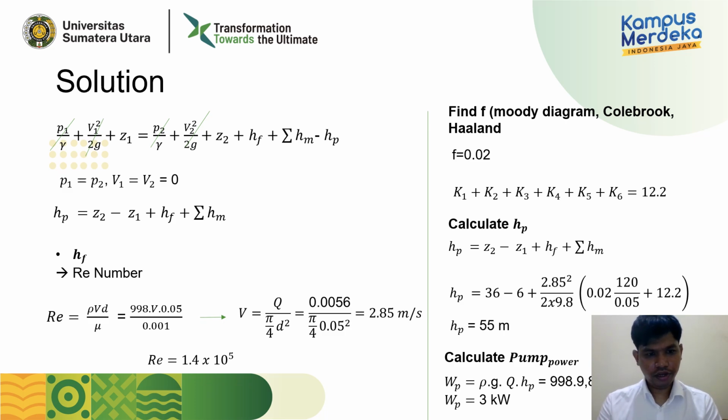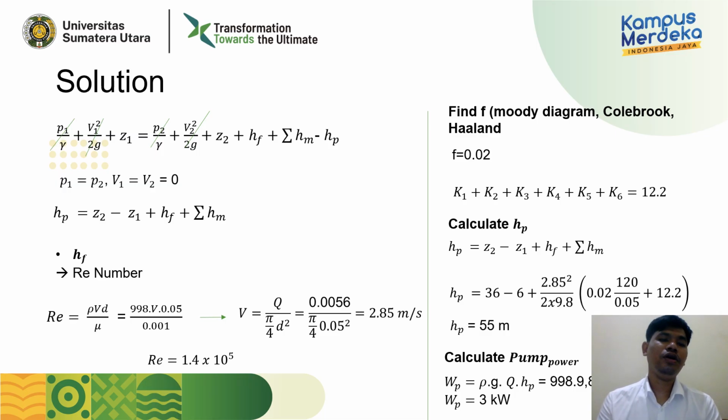So what we need to do next: we have the elevations of the second reservoir and the first reservoir from our case, but we need to calculate the major losses and the minor losses. First, let's calculate the major losses.